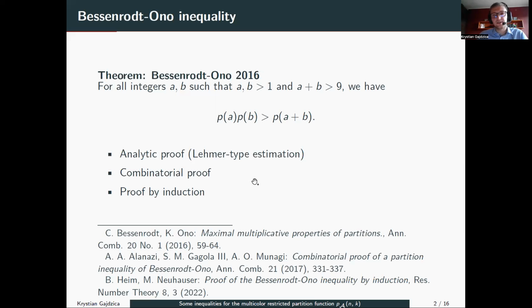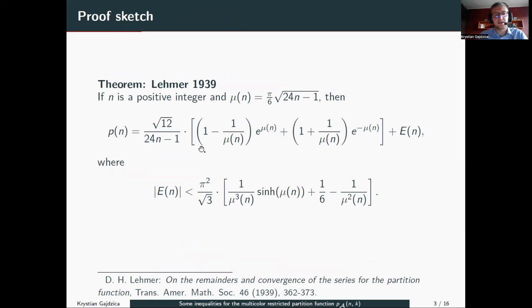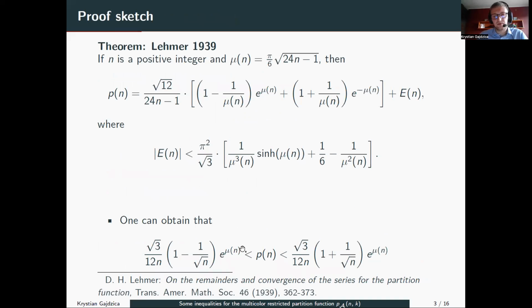So what about the original proof? The original proof, as I previously mentioned, takes advantage of the Lehmer theorem from 1939, which says something about the asymptotic behavior of the partition function. And from this fact, Bessenrodt and Ono were able to deduce the lower and the upper bound for the partition function.